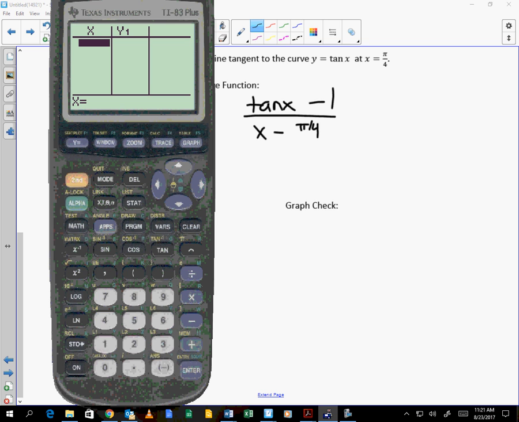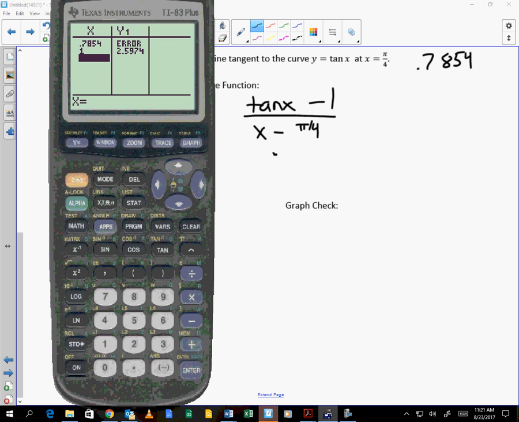People often wonder, what do I plug in? You're getting close to pi over 4. Well, let's first figure out what pi over 4 is. And notice, if you actually plug in pi over 4, why do I get an error? You have 0 in the denominator. So I have to plug in things close to pi over 4. Let's start by plugging in 1.